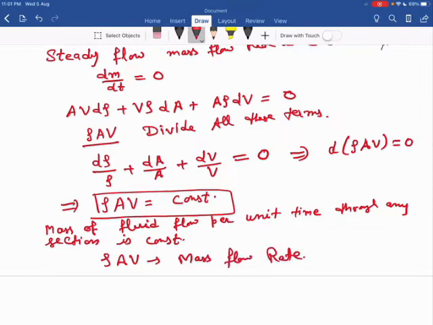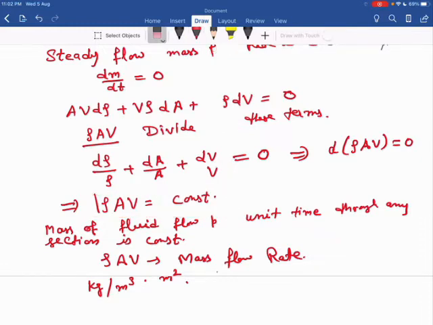Now you see its units also. For rho we have kg per meter cube, into area is meter square, into the volume is meter cube. So V is velocity, not volume, it is velocity. Now the unit for V is meter per second. So you can see meter cube cancels with meter cube. So unit for rho AV becomes kg per second. Therefore the term rho AV represents the mass flow rate. So the mass flow rate is constant along any section. That is the general form, that is the continuity equation.